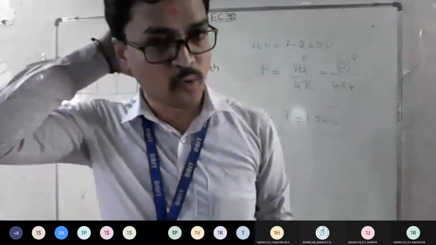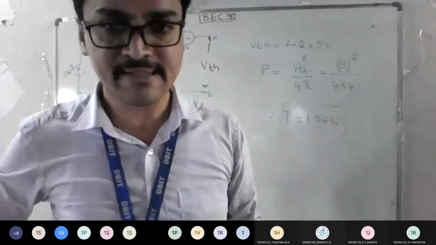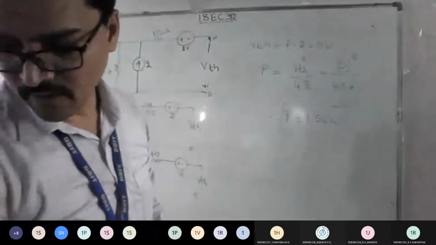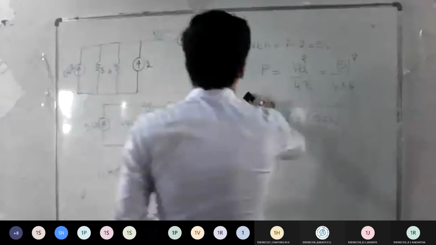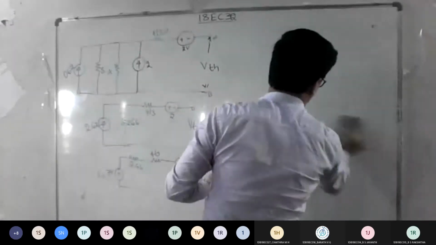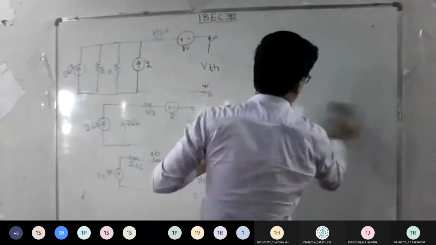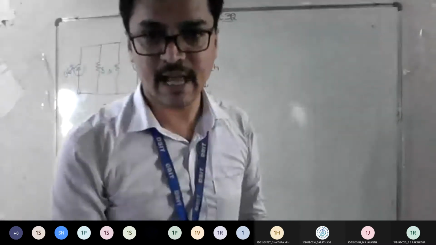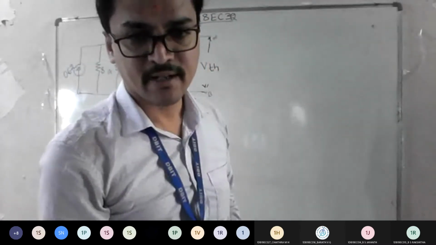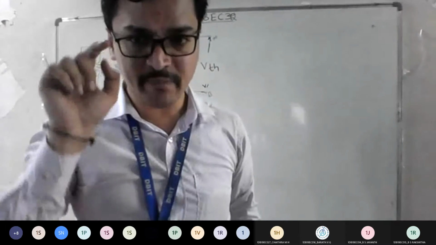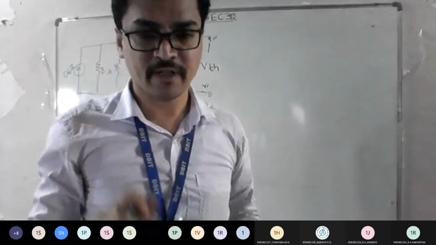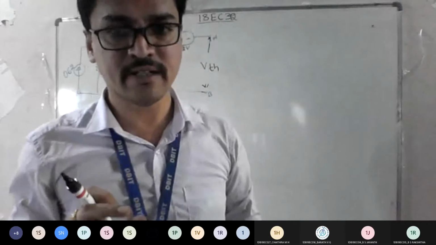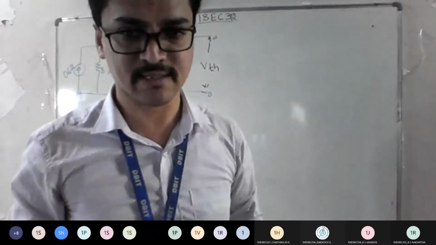So go ahead. We'll try to solve one problem, the last one on AC analysis also. What is the question? Find the value of ZL. Now you can understand, whenever they give ZL, it means it's an impedance. Whenever impedance is there, it means there will be RLC elements. Clear? So it is clearly a problem on AC analysis.